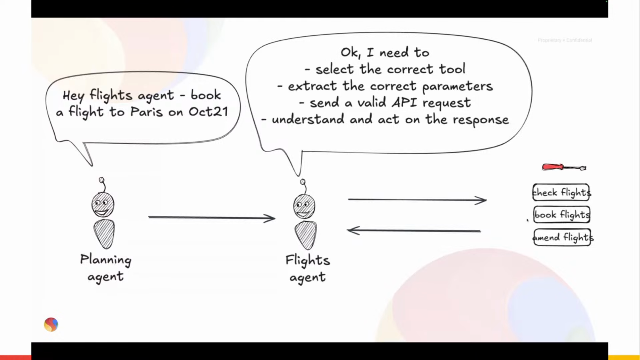But even with that separation, with that isolation, we still have multiple points of potential failure. The planning agent says to the flights agent, book me a flight to Paris on October 21st. And what does the flights agent really need to do? They need to understand the request, then select the correct tool, extract the correct parameters, create and send a valid API request to whatever API is used in the background to check and book flights, understand and act on the response, and communicate that all back to the planning agent.